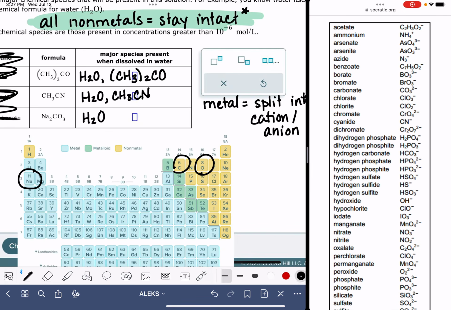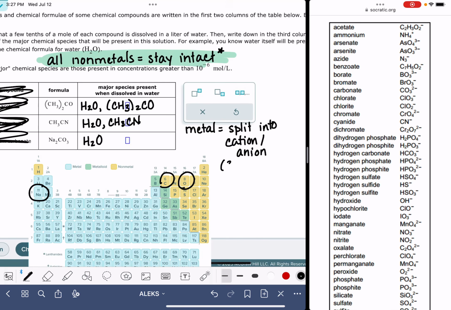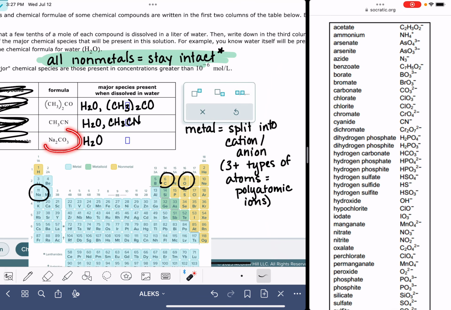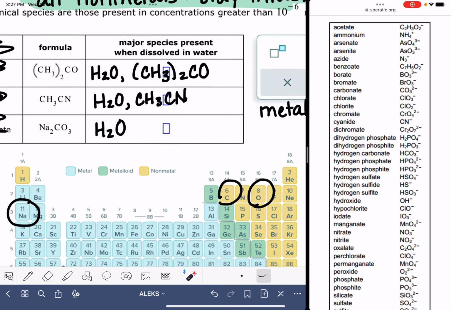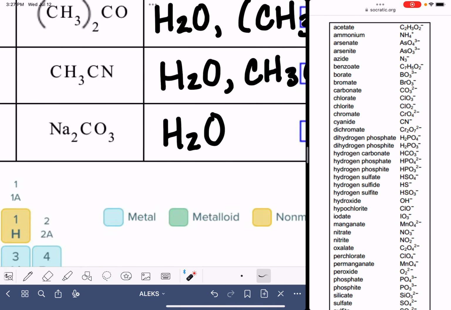If I have 3 or more types of atoms, so I'm going to write 3 plus types of atoms, then that means that in my molecular formula somewhere, I have a polyatomic ion, and that is why it is handy to have this table of polyatomic ions while you're working on this problem so that you can consult it and find that polyatomic ion. Now, when we're looking at these molecules, because I can see that I have 3 different types of atoms, I know that I've got a polyatomic ion present.